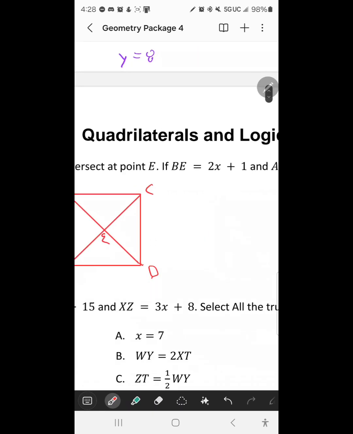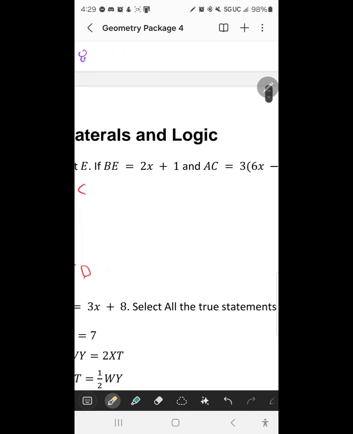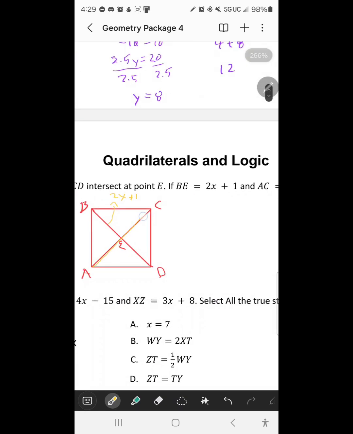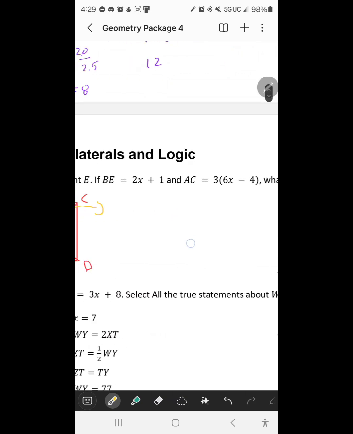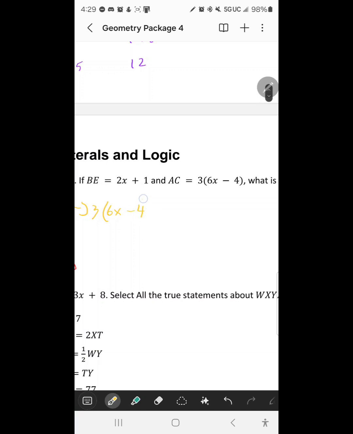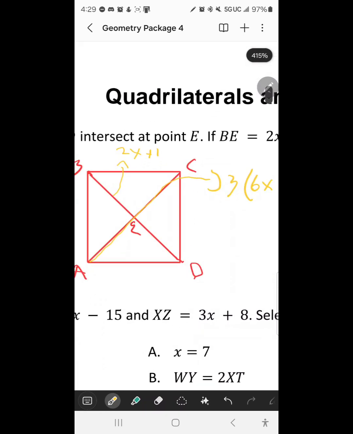Now, BE is equal to 2x plus 1. So let me use this color. DE is equal to x plus 1. AC, the whole line, equals 6x minus 4. Now, what is the length of BD? Okay, now what I can get from this, wait, let me start over.